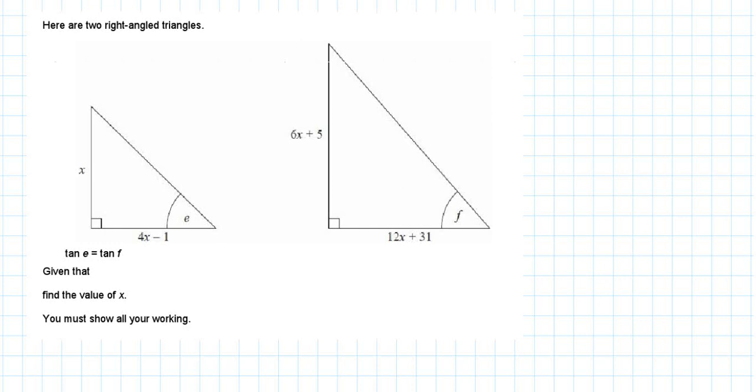Today we're gonna look at a question on trigonometry, and then it's got a little bit of algebra as well. So let's get started. The question says that there are two right angle triangles.